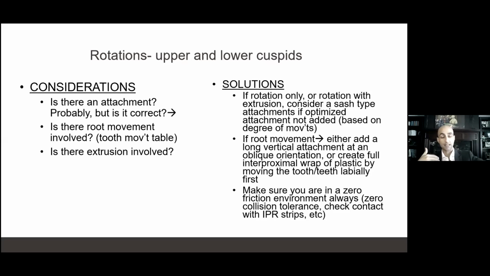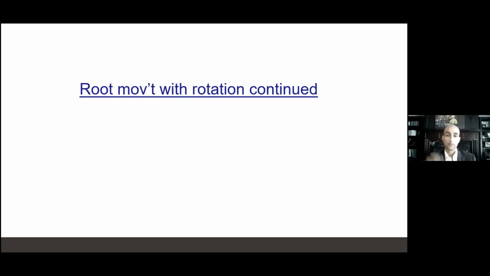So if I have, and I'll show you in the deep bite section, a lot of anterior intrusion occurring, and my canines rotating, is an optimized rotation attachment strong enough to support, for anchorage, all the anterior intrusion that's occurring? Maybe not. So then you have to put that oblique attachment because it's more surface area for retention. So again, it all becomes taking a global view of the sum of the parts.